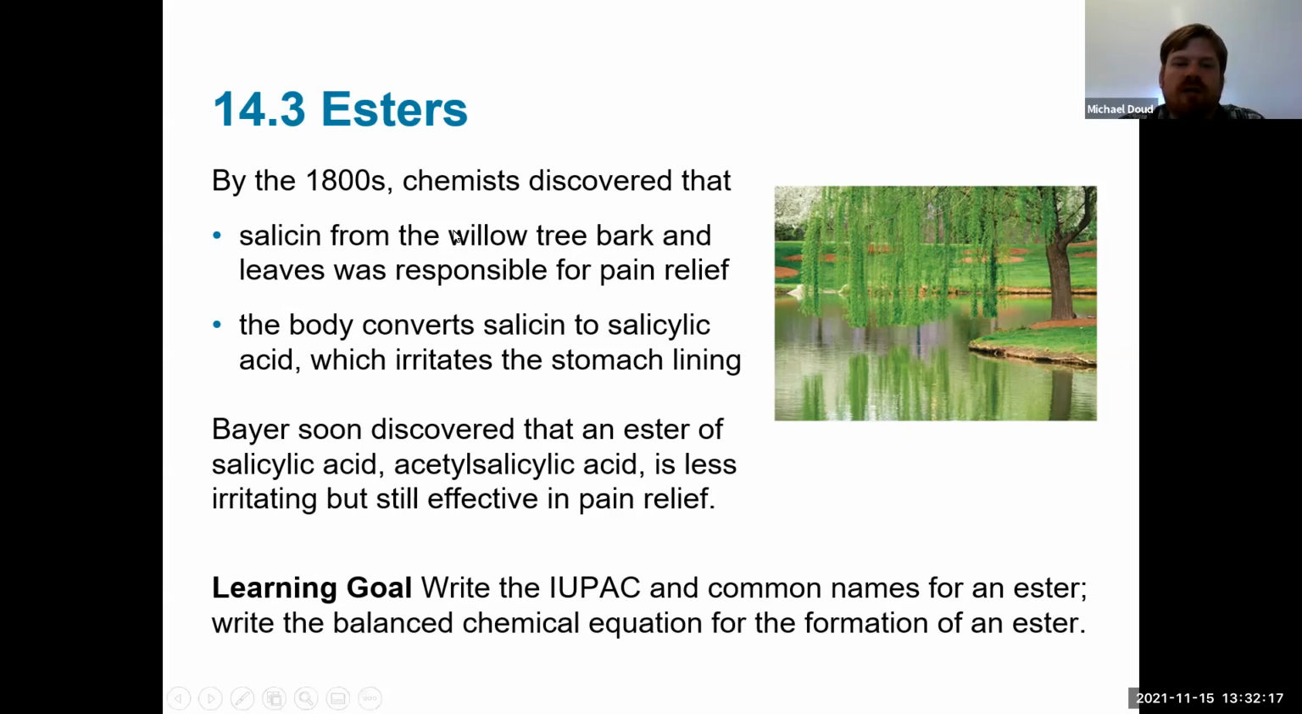Well, as it turns out, that salicin converts to salicylic acid, which is responsible for the pain relief, but it also irritates your stomach lining because it's a carboxylic acid. However, industrial chemists realized if they take the salicylic acid and turn it into an ester instead, you prevent the stomach irritation, yet you retain the pain relief properties. And this led to the development of acetyl salicylic acid, which is known as aspirin. So we'll talk about that here in a little bit.